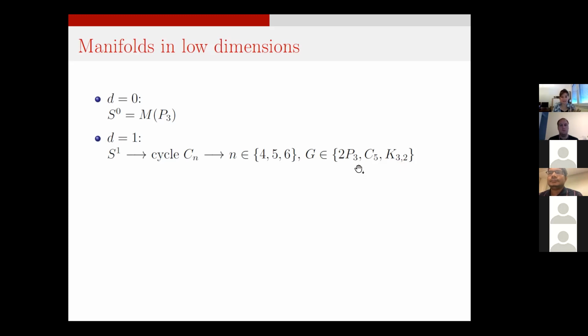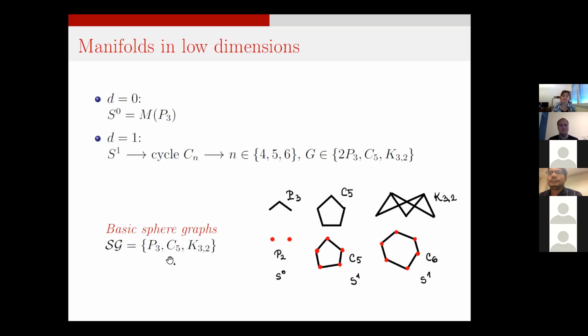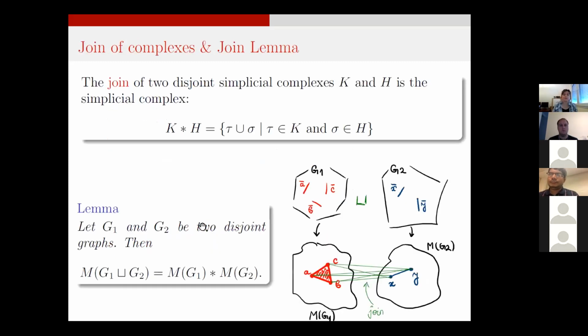And I wouldn't emphasize these low-level examples if they were not important later. So we call these graphs basic sphere graphs. And here they are. And here are their matching complexes. Well, here maybe it's sphere because matching complexes are graphs again, but I guess it's right. And these graphs are going to be building blocks for all graphs that have manifolds as matching complexes. And that's maybe a surprising fact. So that's dimension 1. And later, we will need a construction that is based on join.